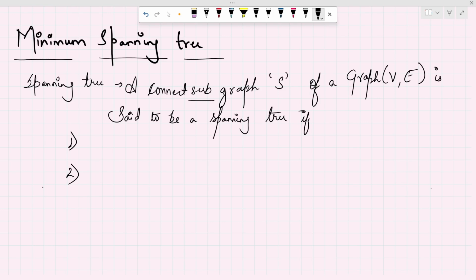To convert a graph into a spanning tree, there are two key points that we have to remember. What are these two points? The tree which we derive from a graph should have all the vertices which are in the graph. Let's say in a graph we have 10 vertices; in a spanning tree we have 10 vertices as well, which means the vertices should be the same. So the key point is that S should contain all vertices of the graph.